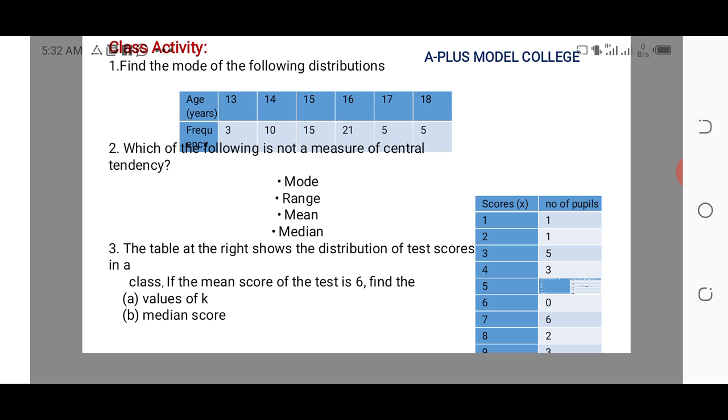out of the following set of expressions, which one is not a measure of central tendency? I explained before: measures of central tendency, and measures of dispersion. The third one talks about the table at the right. Read the questions and solve. And don't forget, under these five, the frequency is K, according to the question. The frequency of the number of people of 5 that you cannot see very well is K. The question says we should find K.